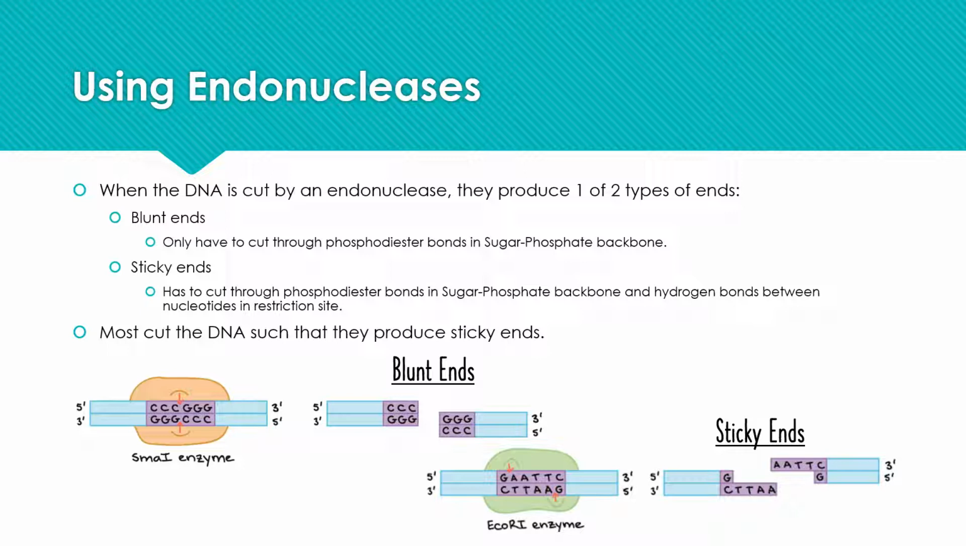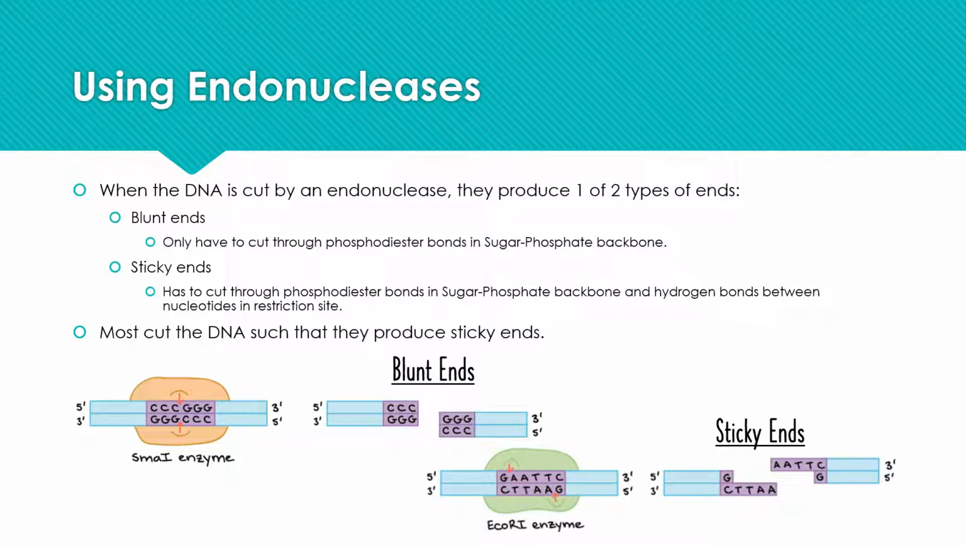So all they're trying to do is cut through what we call the phosphodiester bonds in the sugar phosphate backbone. So all they're doing is chopping at the backbone. They're not trying to separate bonded base pairs. To make sticky ends, not only do they have to cut through part of the backbone on each side, they also have to separate the hydrogen bonds between the paired nucleotides. So that's why we end up with these different ends.